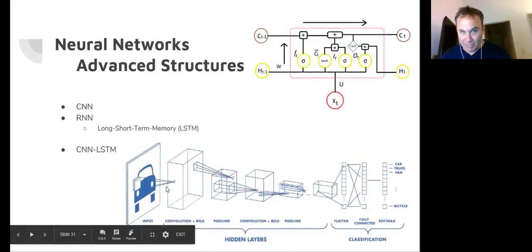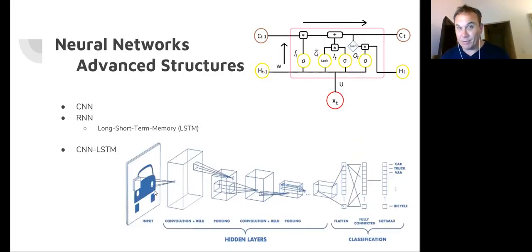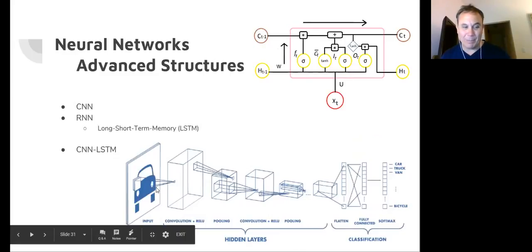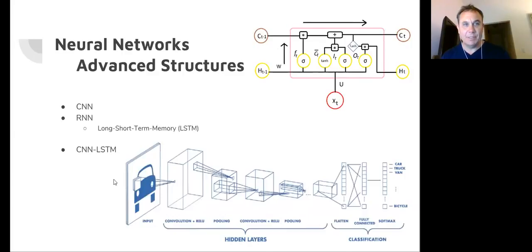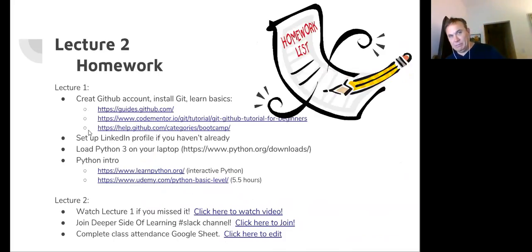CNNs, convolutional neural networks, here's a picture of one, which is fascinating. It's great for visual, but also very useful in many other ways that people are starting to apply them. And this is all very recent, that this stuff got very popular. It came about like around 2005. This one is telling you whether the picture is a car, truck, van, or bicycle. And then here are all the different types of layers, which we'll go into all of that. Very, very fascinating stuff.